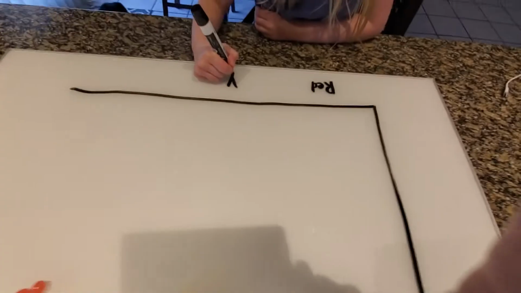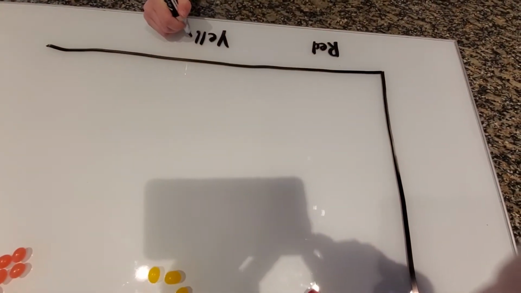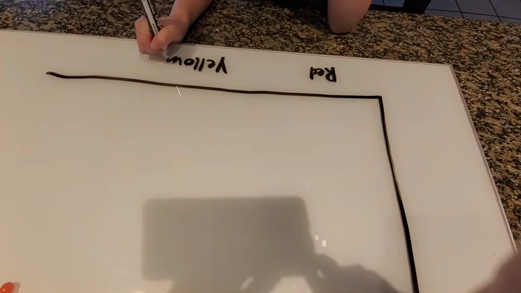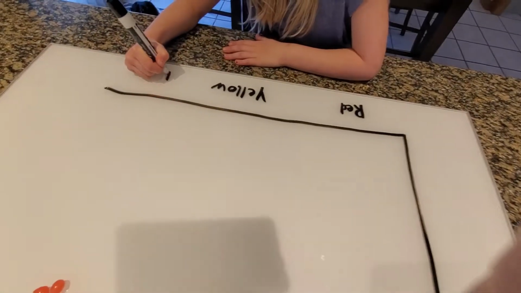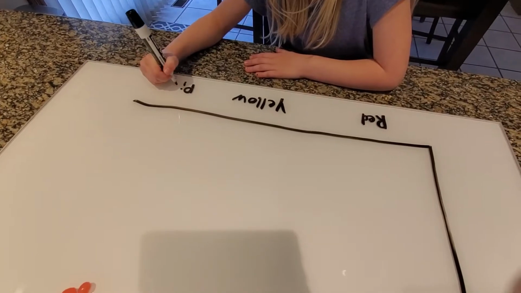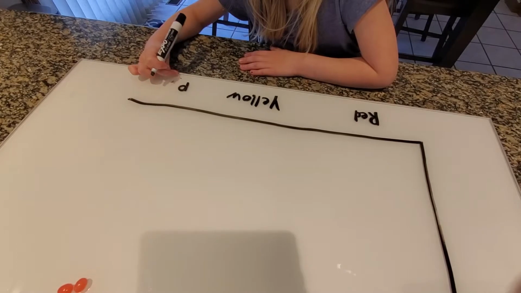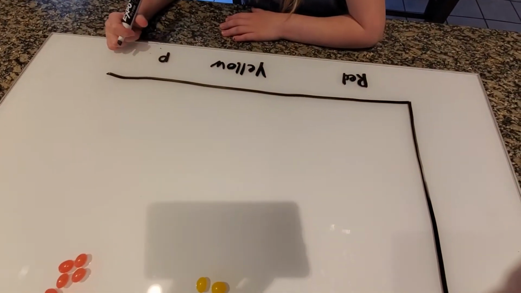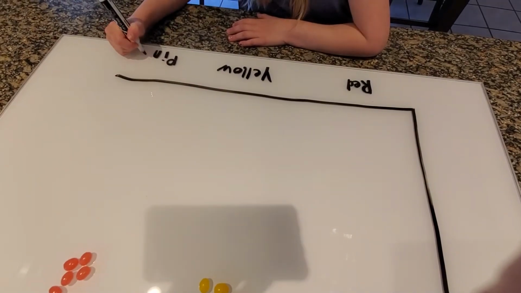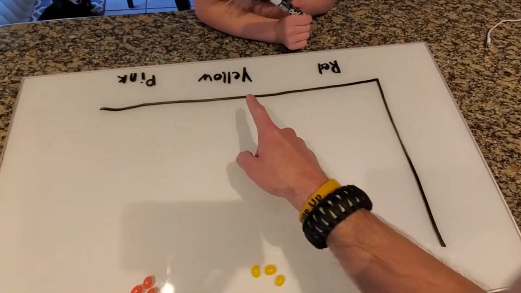And as you make these bar graphs, you want to make sure that you do nice spacing. And then our last one, pink, right there. Perfect. You want the graph to look good, because that's the whole point of a graph: looking at data, but in a more visual way. P-I-N-K. Nailed it. So we got red, yellow, and pink.